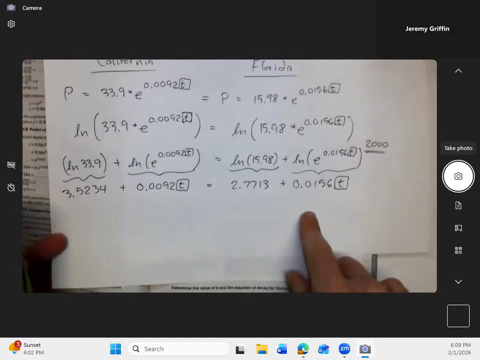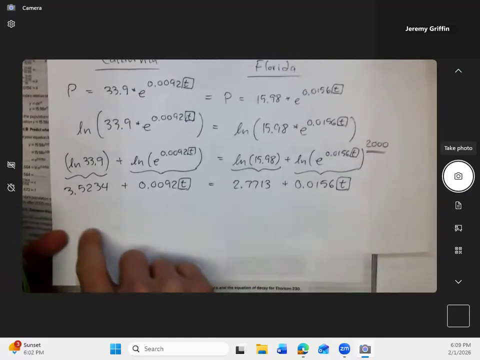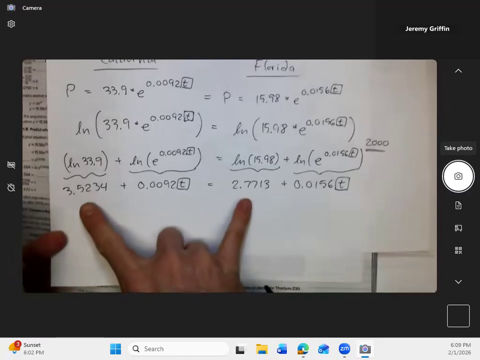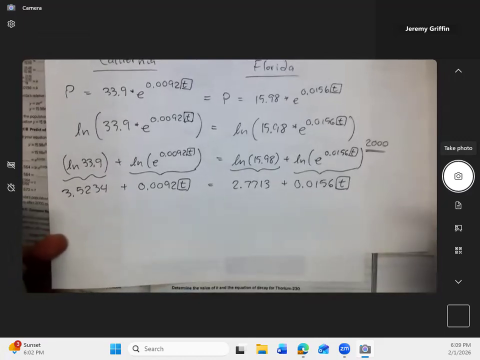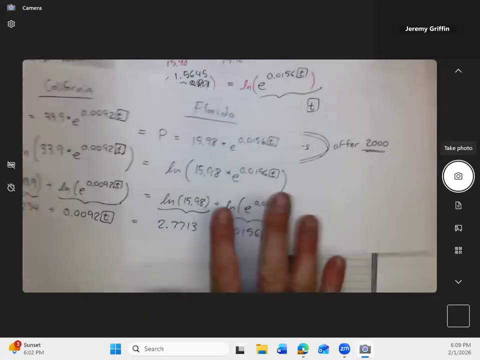Now this looks like a standard algebra 1 puzzle. I got 4 terms, 1, 2, 3, 4. 2 of those are constants, pull those together. 2 of those have the t, pull those together. Let's do that. So I'm going to subtract over.